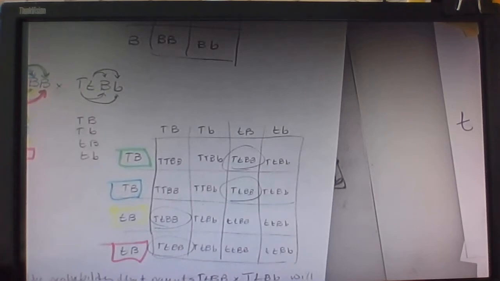Okay, so I have a worksheet that I'm going to give you that has all this on it, has that example on there. So it shows the 16 square. It shows how to use the laws of probability to find the exact same answer that we did on the other side. And I'm going to give that to you as a resource here in just a moment.